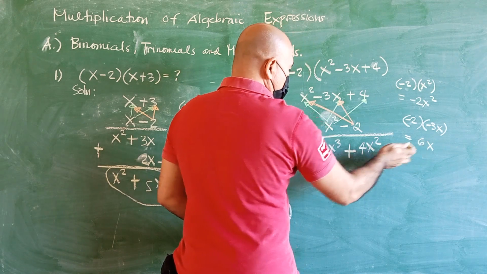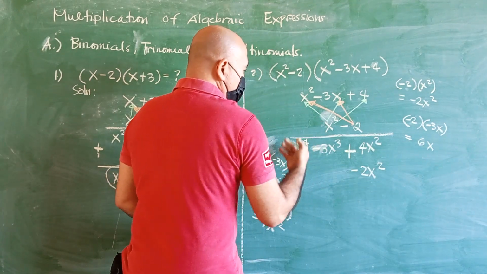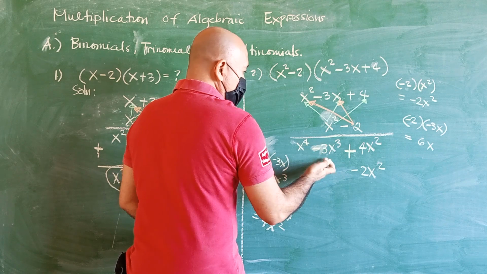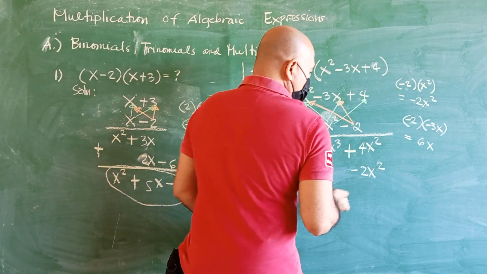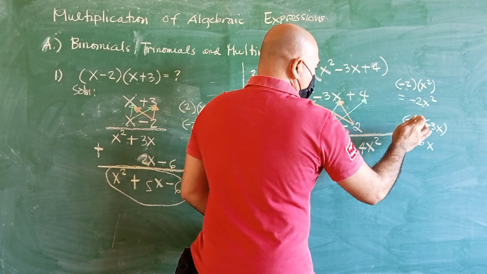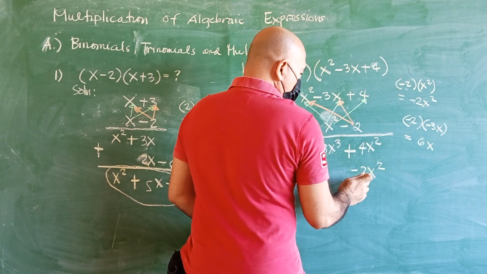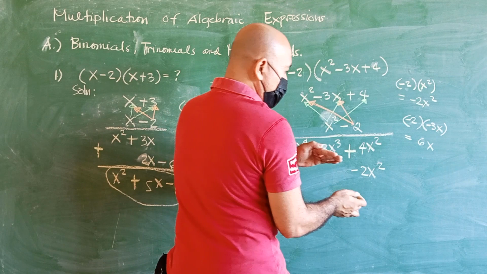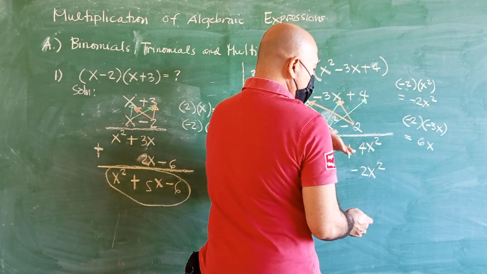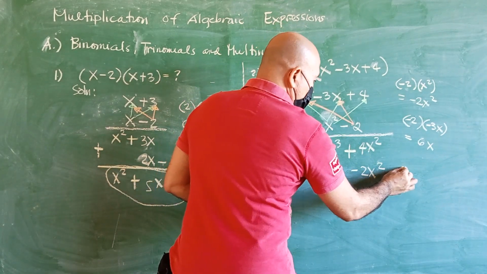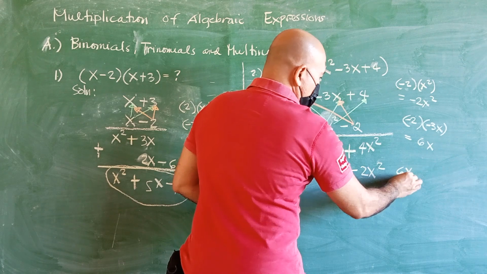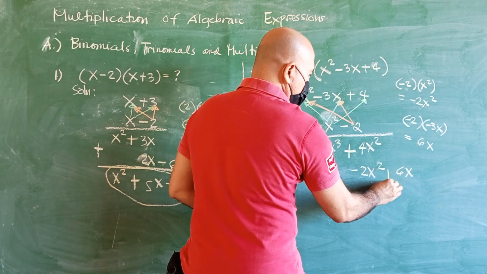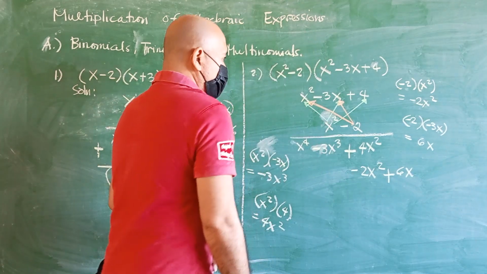Since 6x has no other terms that can be considered similar, you write your 6x next to negative 2x squared, because the exponent should be descending from highest to lowest. So you place 6x here. Since it is positive, consider that as plus.